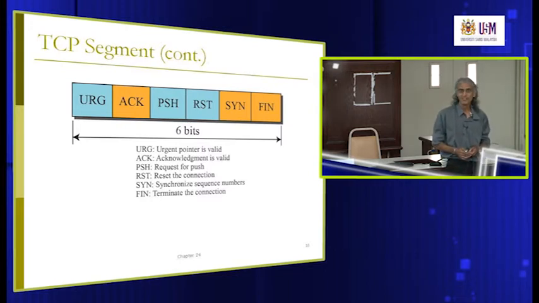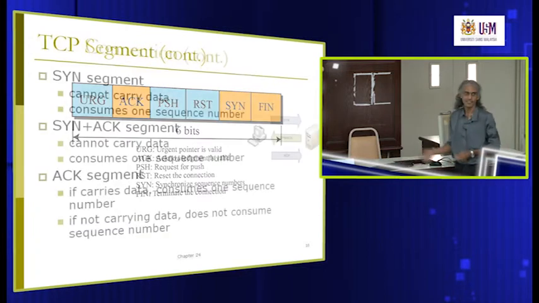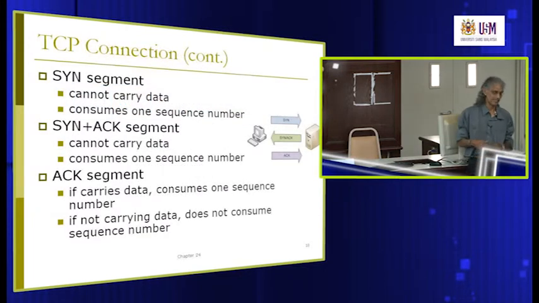Right? So therefore, you do not have to reply. So no sequence number is consumed. Right? So acknowledgement by itself does not increment the sequence counter, because you do not have to reply to acknowledgements. Right? So that's the reason. Okay. Now, the second part.